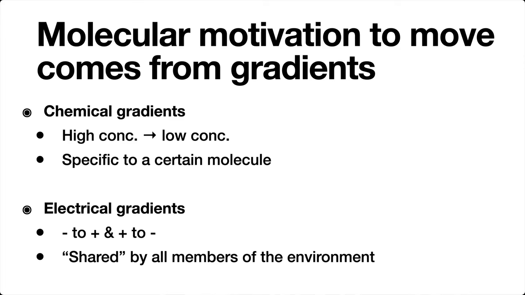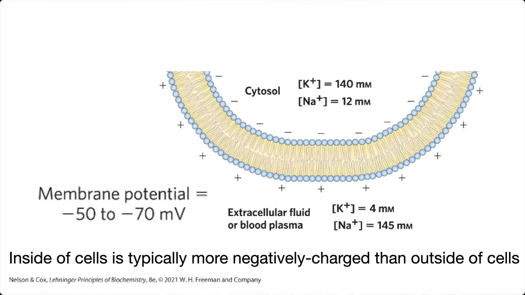But then you're going to have an electrical gradient that's shared by all members of the environment. That's coming from the sum of the charges of all of the molecules, of all the things that are going on inside and outside of the cell, or on one side of a membrane versus the other. Inside of our cells is typically going to be more negatively charged than outside of our cells. So we say that our cells have a negative membrane potential. And when we talk about membrane potential, we're often going to be talking in terms of millivolts. We're not going to worry about numbers and calculations and things, just relative values.